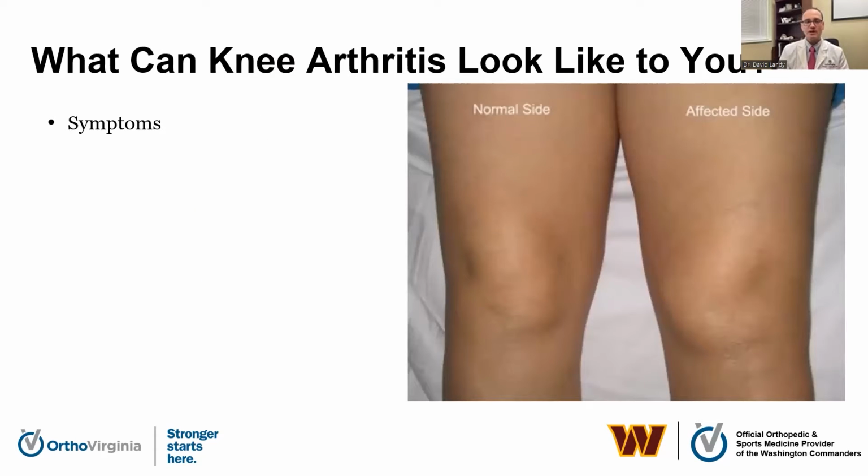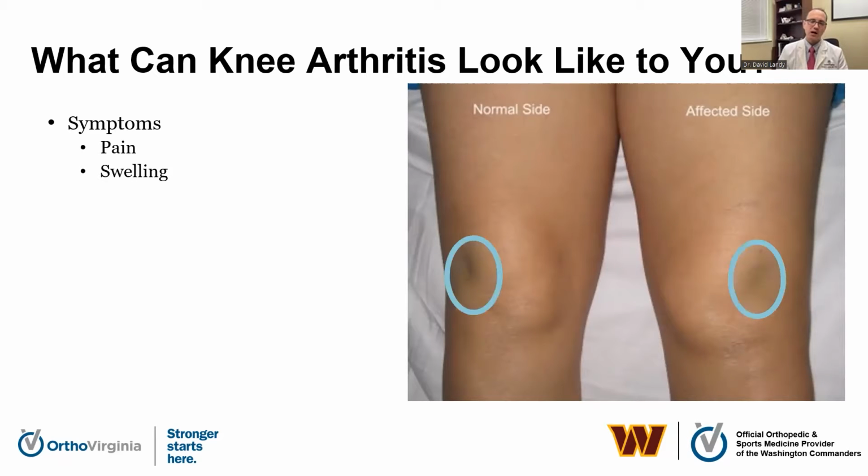So what can knee arthritis look like to you? Here is a picture: on the left side is a normal knee, on the right side is an affected knee, and there can be knee pain. Typically the pain from arthritis is not necessarily felt in the middle of the knee, but along the joint line, right? Where those lines are. It's where you're losing the cartilage and you no longer have that cushioning. And so people will feel pain along the joint line.